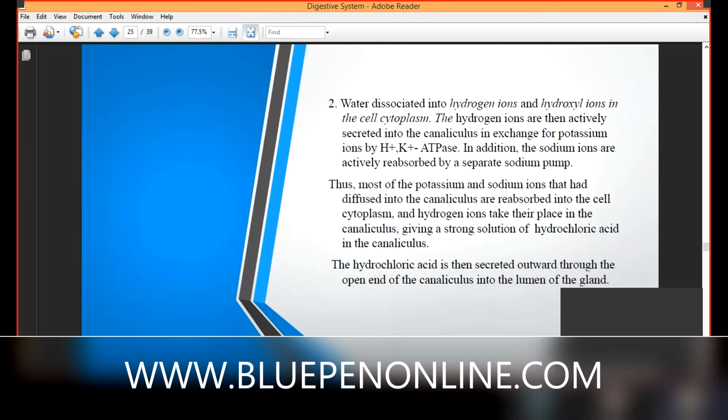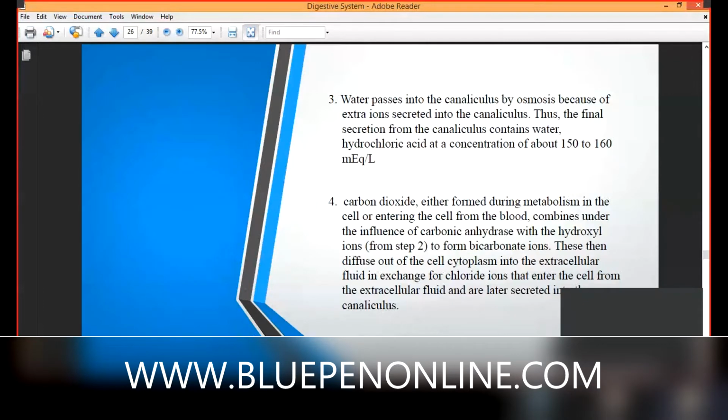This is the mechanism of secretion of HCl. Water also passes into the canaliculi by osmosis. That's the final secretion, HCl. This is the mechanism of secretion of HCl.